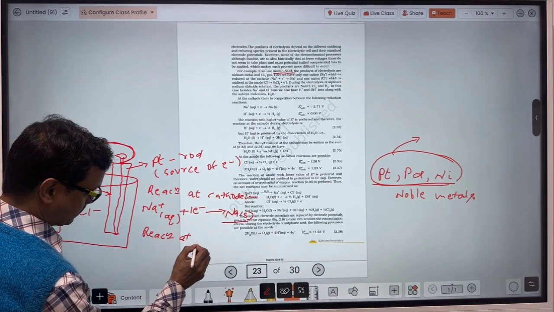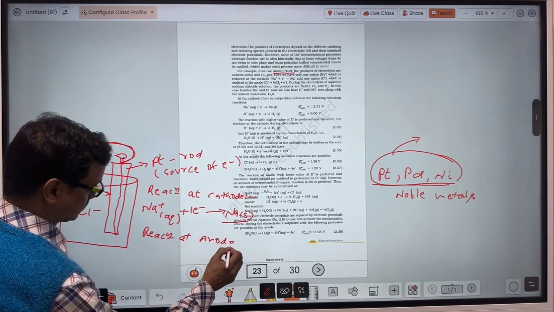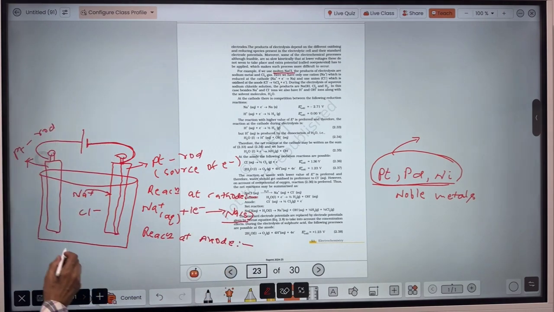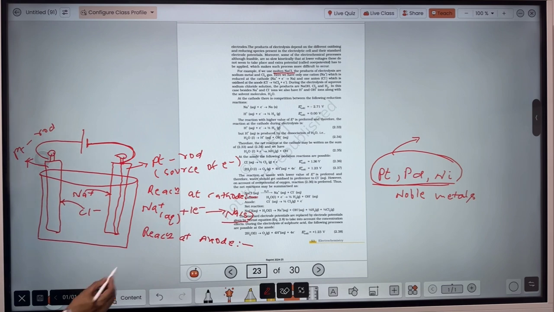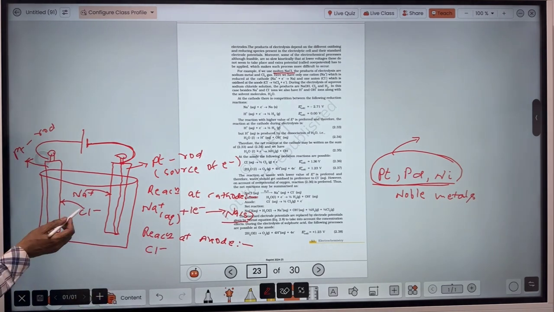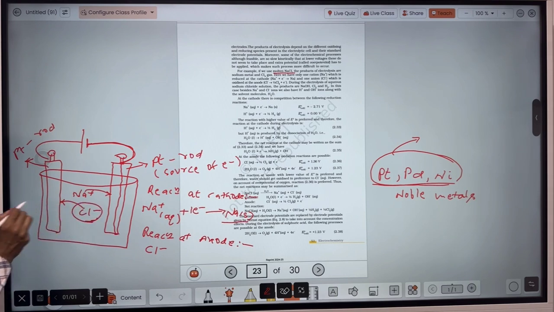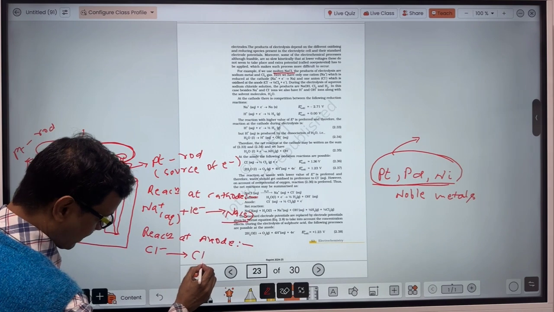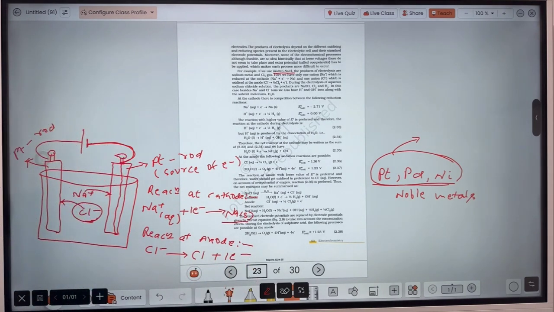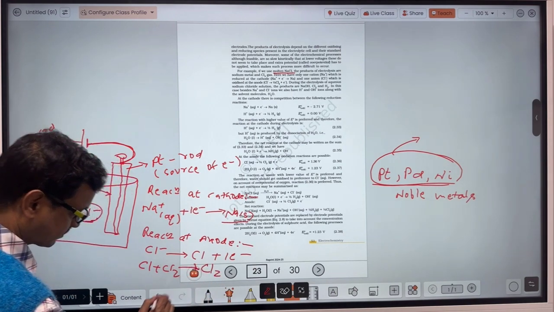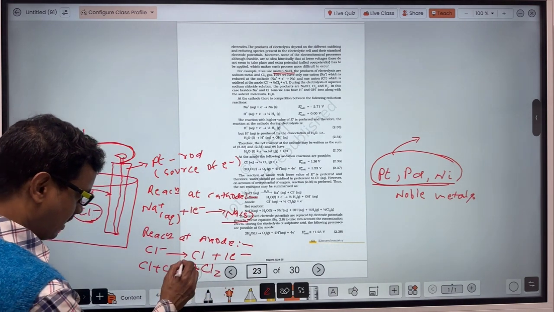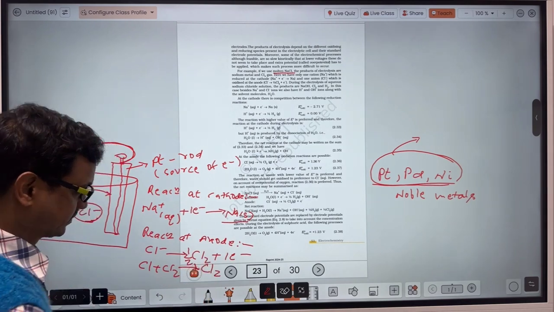Reaction at the anode. Listen here. Cl minus will get attracted towards this platinum foil. This Cl minus will lose one electron, the extra electron will be lost. So it becomes a chlorine atom and one electron. The two chlorine atoms will combine together and form Cl2. Or you may write half Cl2 here also.